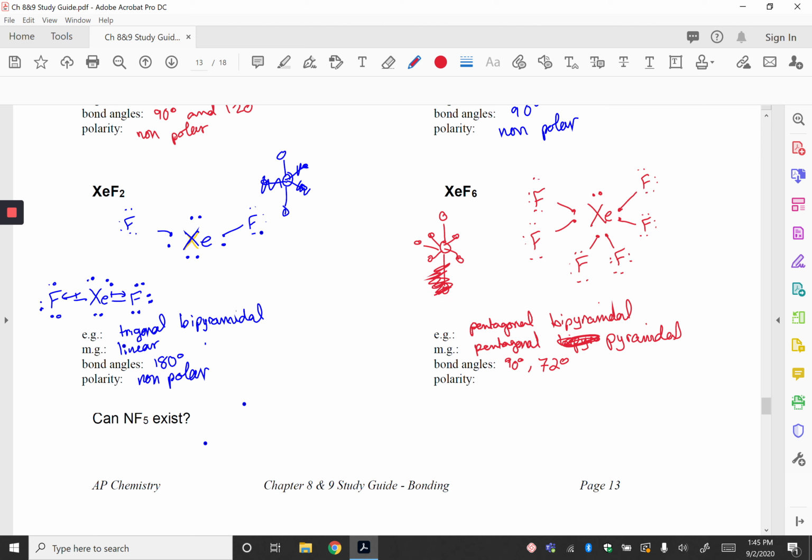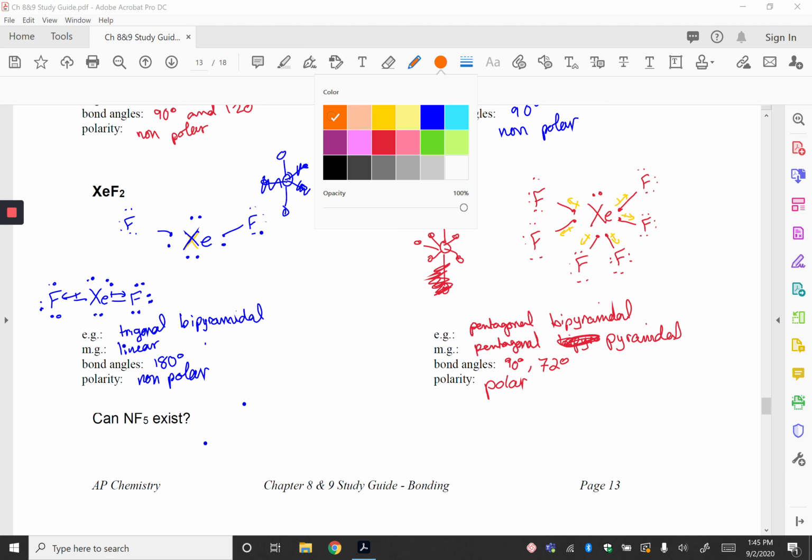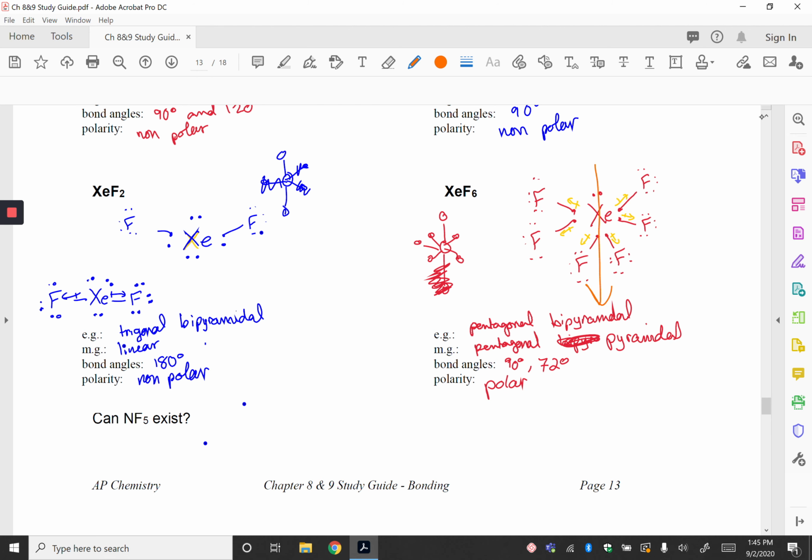This one would be polar. And so if you draw all your arrows, they don't all cancel because you don't have the one on top to pull. And so the net would be looking this way.